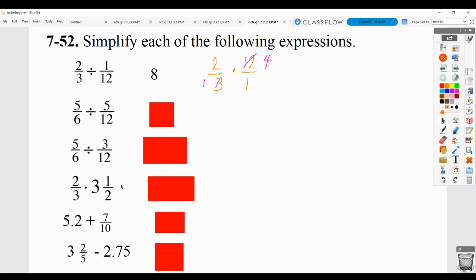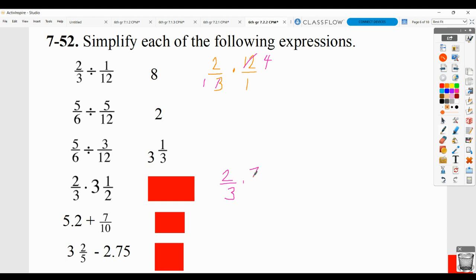Same process for these other two that are next. Again, make sure you show your work. And then for this one, first you need to change that 3 1/2 to an improper fraction. So I should see that you rewrote this as 7/2.